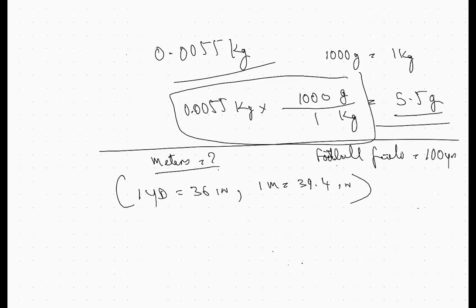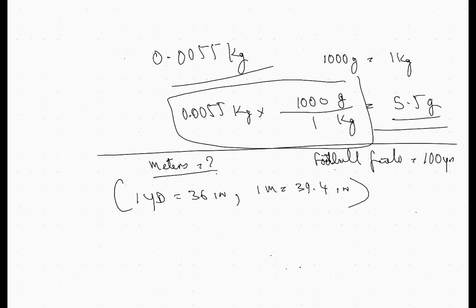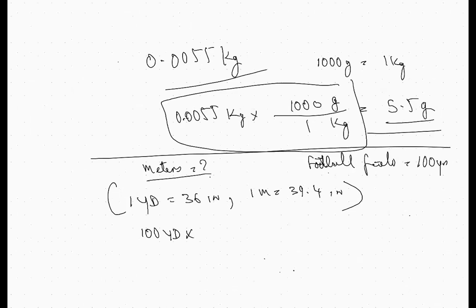Yards, right? 100 yards. To cancel yards, I can convert to inches. That's what they have given. So 1 yard to 36 inches times, I'm going to cancel inches, so it is just the denominator, and convert it to meters, 39.4. When you do this division, you can see that yards cancel, inches cancel. We are left with the desired unit. I get the answer 91.4.